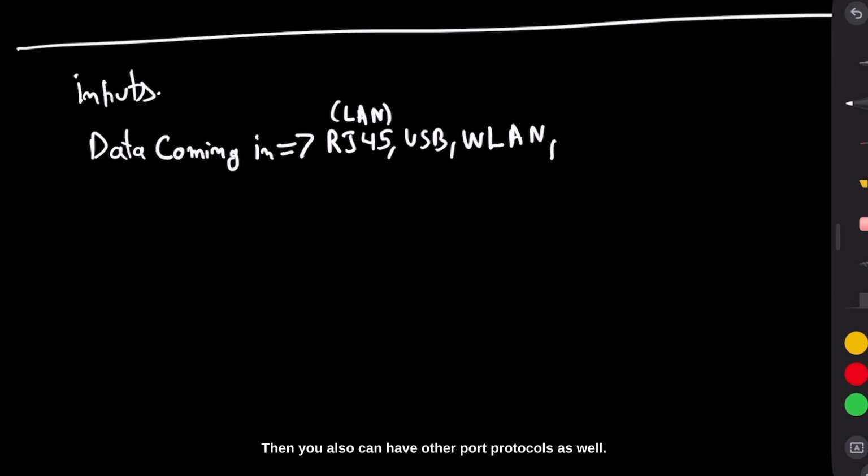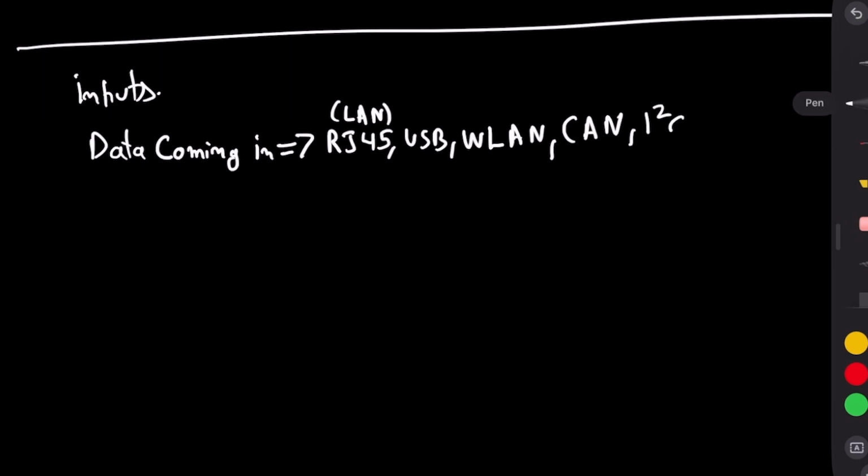Then you can also have other port protocols. You can have CAN protocol, which is very popular in the automotive industry. So if you're from the automotive industry, you might have heard about this. You also have I2C protocol, which is again very popular. All of these things are there, and you need to understand that all the controllers or devices are going to be communicating in some way or the other, so all of these control processes need to have something which can interpret the data. A data interpretation system is going to be there.